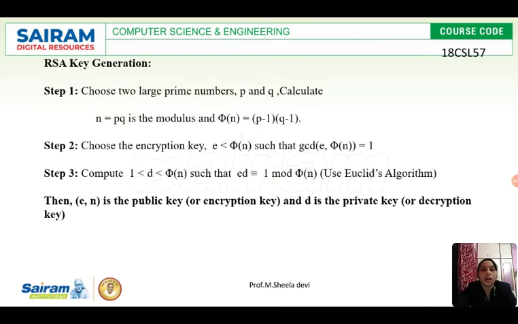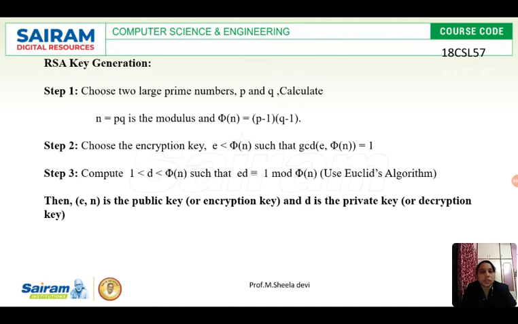Now we'll see how to generate the private and public keys for every user. The first step is to choose two large prime numbers, P and Q, and calculate n equal to P into Q. So you take two integers, P and Q, and calculate their product, n is equal to P into Q. The third step is to calculate phi of n, which is equal to (P minus 1) into (Q minus 1).